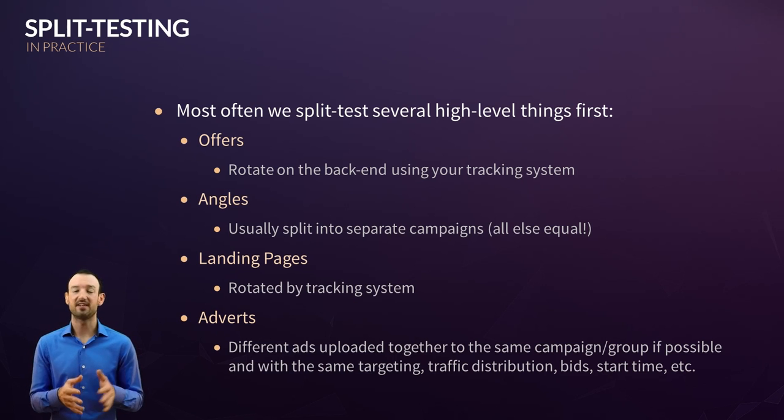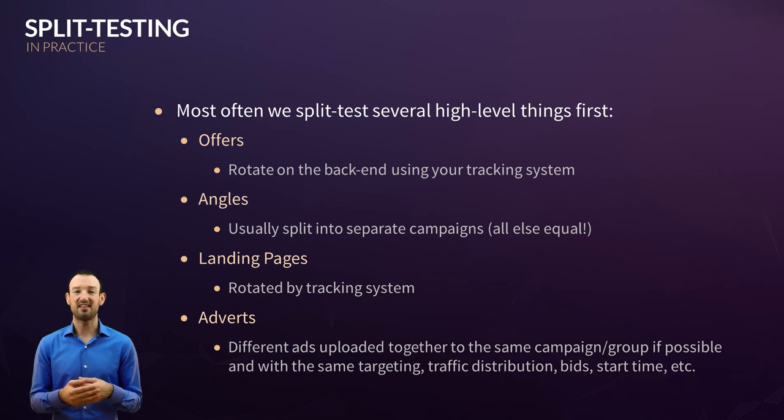Landing pages are definitely something to split test, and something which you will do with your tracking system directly. And the adverts: you would upload these to your traffic source and the onus is on them to give uniform distribution, although the responsibility is on you to understand whether that even happens. Ideally, you would upload banners within the same campaign or ad group with the same targeting, the same traffic distribution, the same bids, the same start time, and so on.